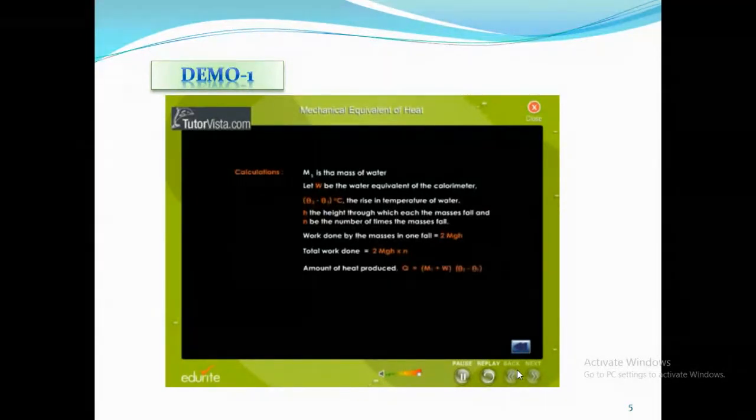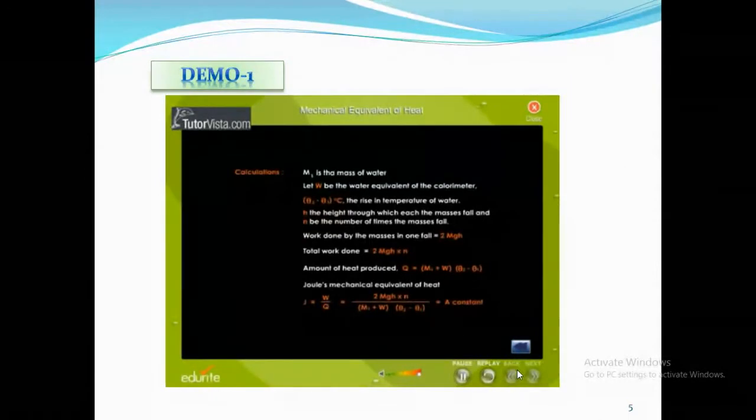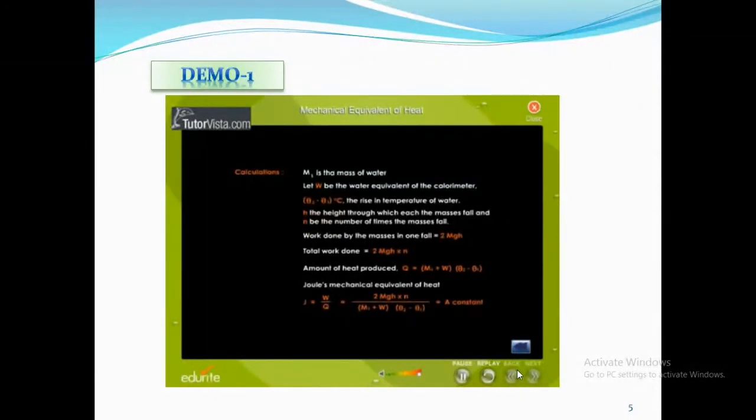Amount of heat produced, Q, is equal to (M1 plus W) times (theta 2 minus theta 1). Now, Joule's mechanical equivalent of heat, J, is equal to W by Q, that is equal to 2mgh times N divided by (M1 plus W) times (theta 2 minus theta 1), which is equal to a constant.